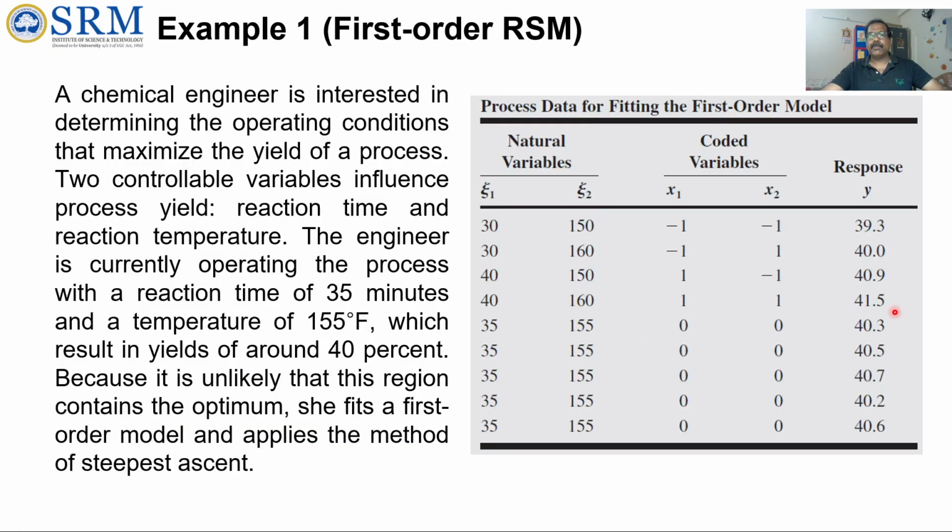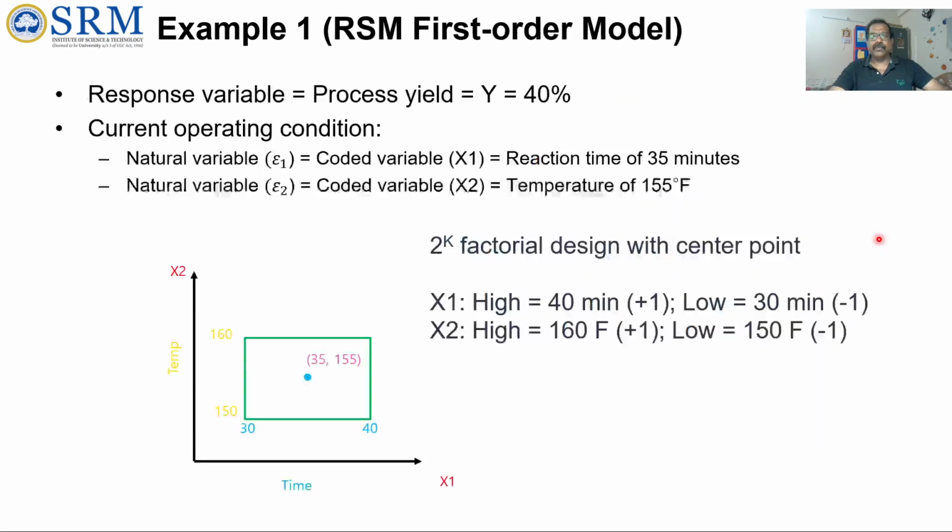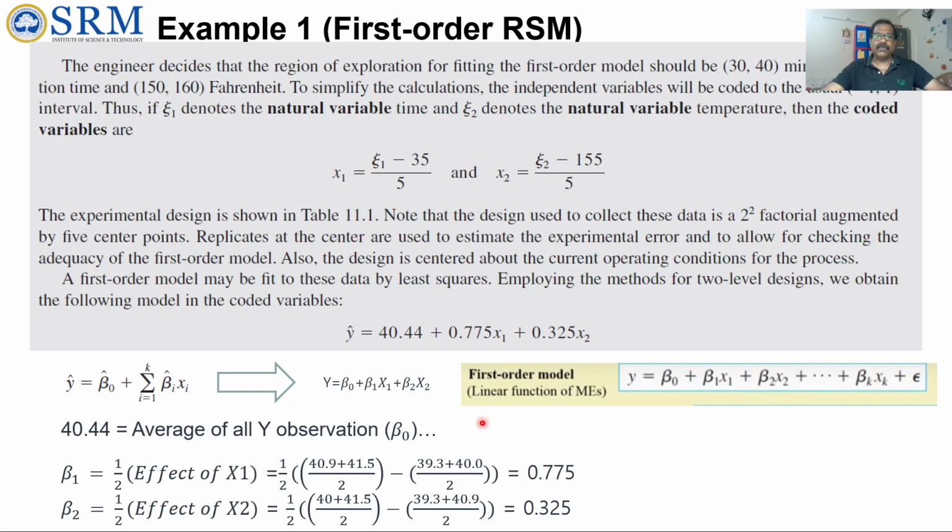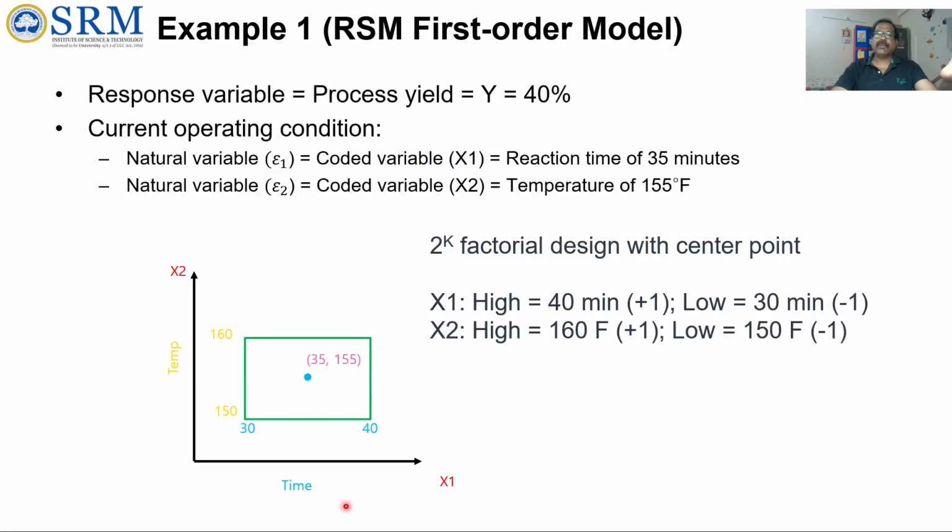40.9 plus 41.5, like an x1 factor 1 with high level. Then the next two terms, 40 and 39.3, so high level and low level. Then beta 2, in the sense for factor 2, the high level of factor 2. Where is it available? 40 and 41.5 means in factor 2 the high levels will be there.